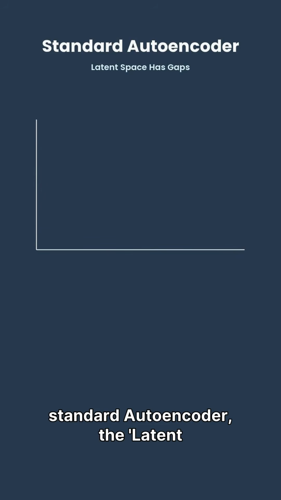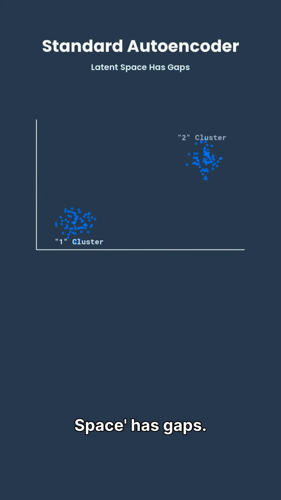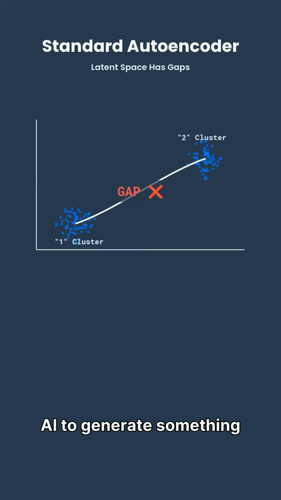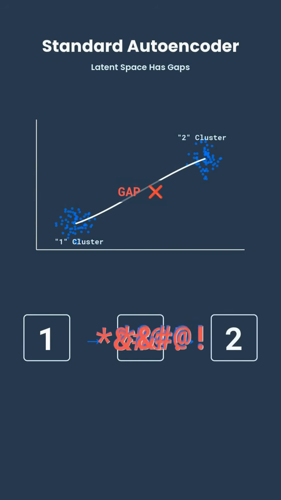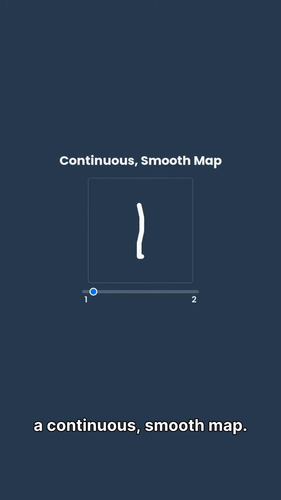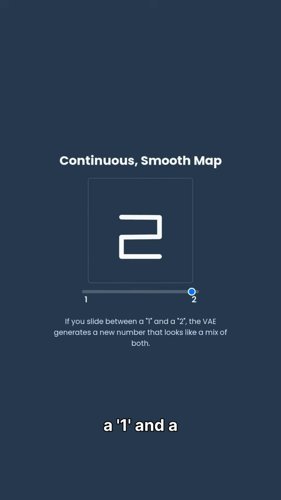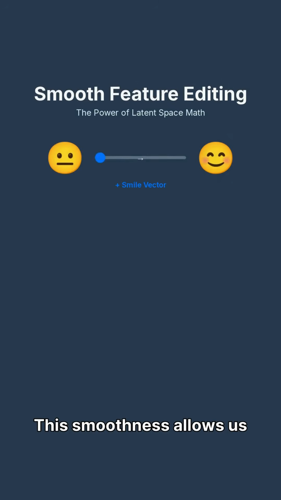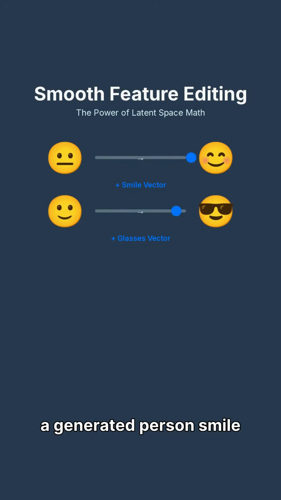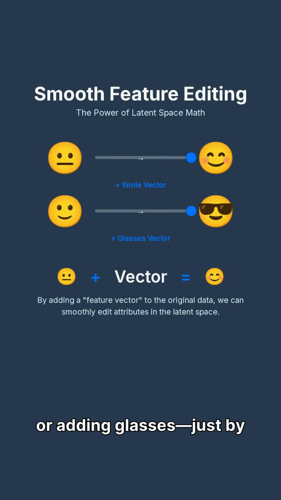Why do we need the variational part? If you use a standard autoencoder, the latent space has gaps. If you ask the AI to generate something halfway between a 1 and a 2, it creates garbage. But a VAE creates a continuous, smooth map. If you slide between a 1 and a 2, the VAE will actually generate a new number that looks like a mix of both. This smoothness allows us to edit features, like making a generated person smile or adding glasses, just by doing math in the latent space.